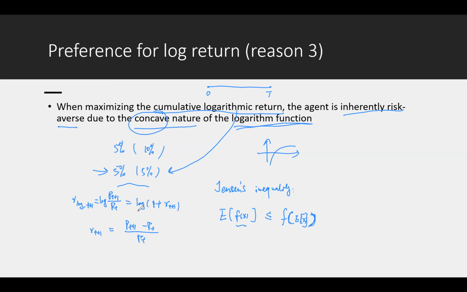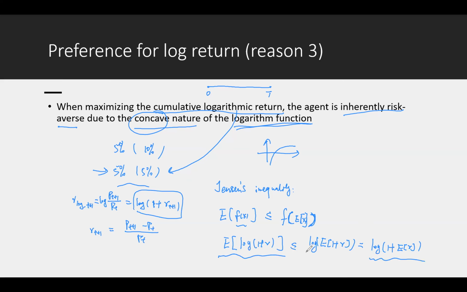So let's just use this definition here. I know that the expectation of the logarithmic function of 1 plus r is going to be less than or equal to the logarithm of the expectation of 1 plus r. And again, we move the expectation inside. The expectation of 1 is just equal to itself. It's going to be log of 1 plus the expected value of the simple return, modeled as a random variable in this case. So this is what we mean by being concave. It will follow this relationship.